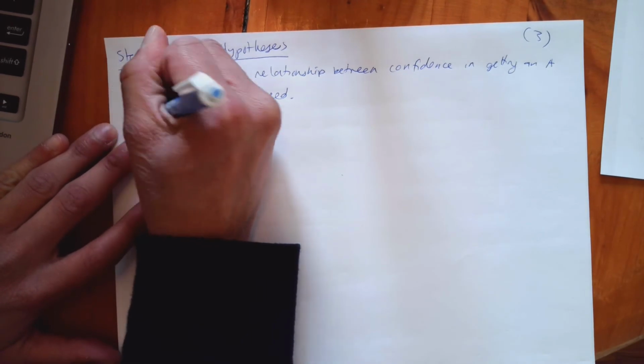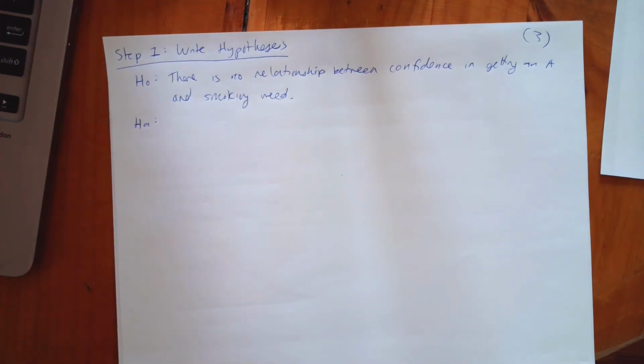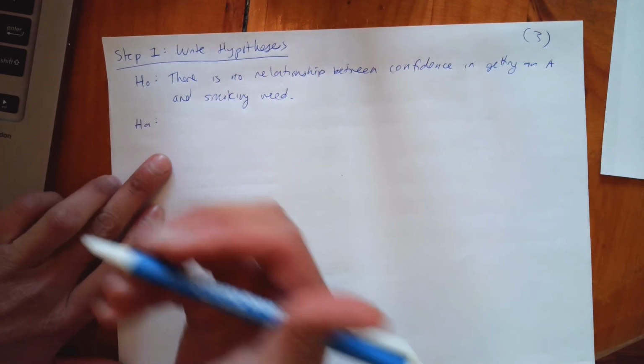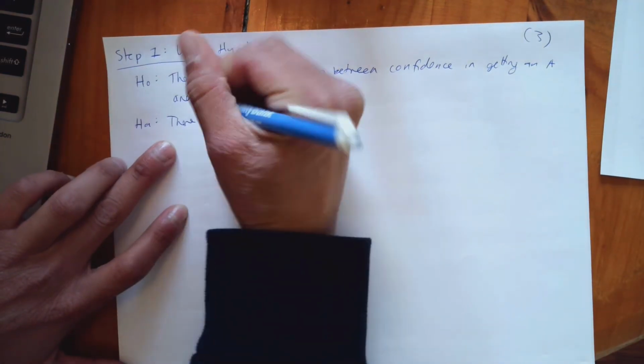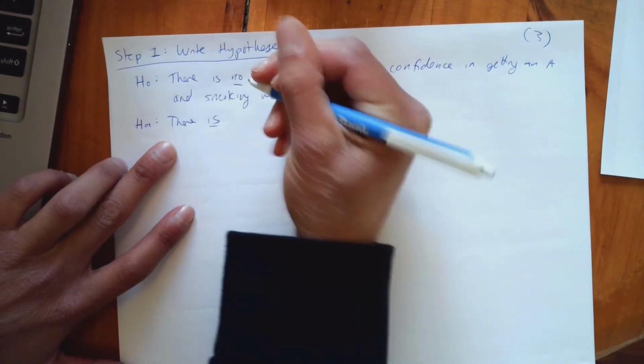That's our null hypothesis. Our alternative hypothesis then is that there is a relationship between these two variables. And if we reject our null hypothesis, we'll have evidence that will make us think, oh, maybe these two things are related in the population. So our alternative hypothesis is that there is a relationship.